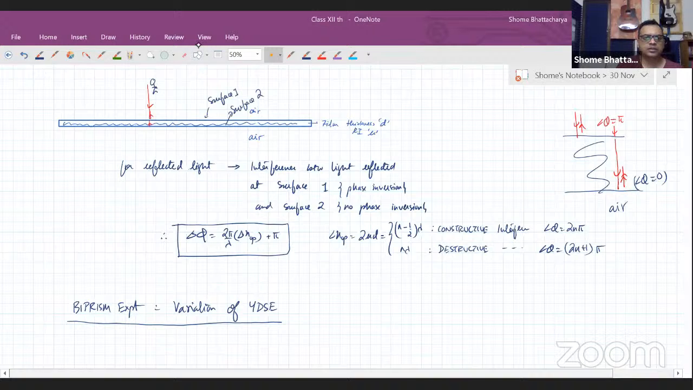So people will take a quick recess of 5 minutes and then we'll discuss about the biprism experiment.